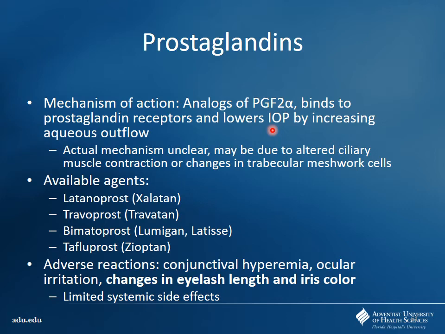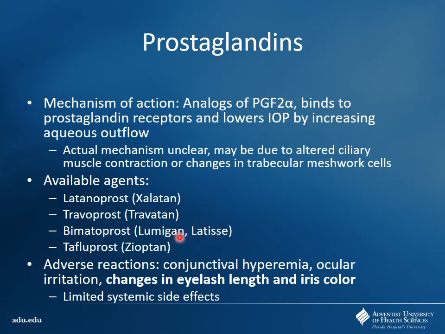So if a test question came up and it said, hey, which one of these drugs works by increasing outflow of aqueous humor? You say, hey, prostaglandins would be one of those answer choices, right? And we don't know the full mechanism for some of these drugs. We just know that they work, so we're just going to go with that. Some of it may be due to ciliary muscle contraction, changes in the trabecular meshwork. It could be several things going on there. But the notable thing here are the agents we have available, including latanoprost, travoprost, bimatoprost, and tafloprost.